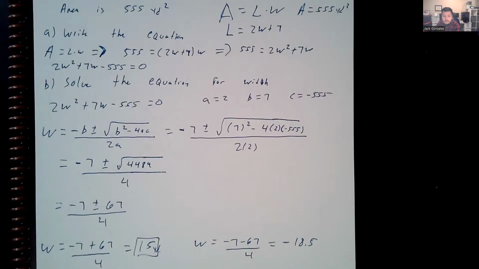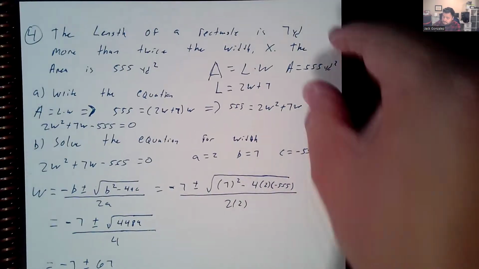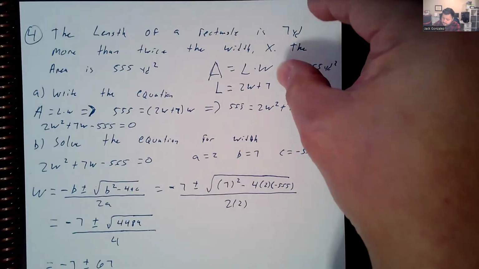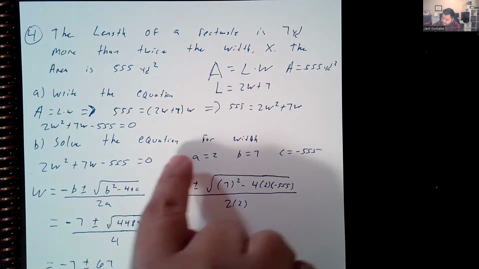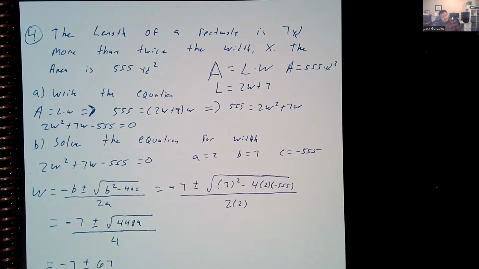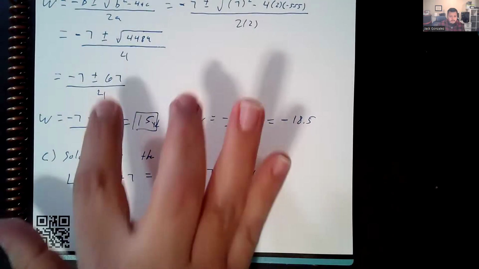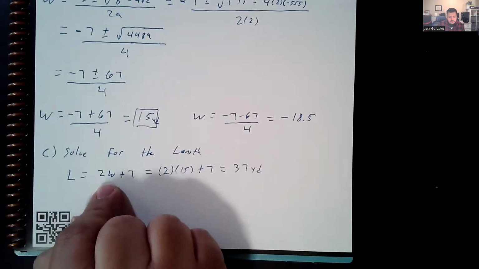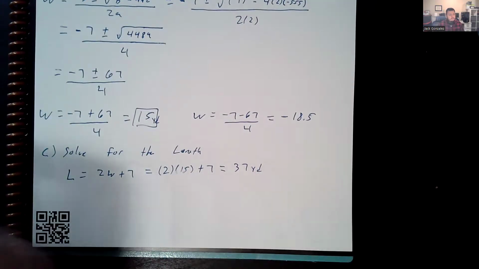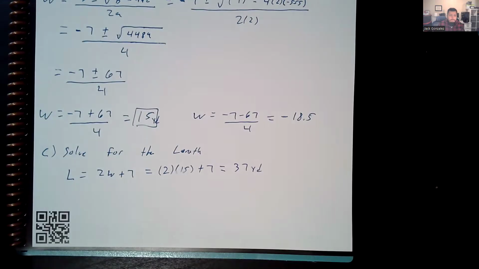So part A is to use the information to create your formula, just like number one. You also solve for the width, because you have to get it all in terms of one variable, which is what we did. Once you do that, you can use the quadratic formula to find your width. Once you have the width, plug that into the length and you'll get the length. Now number 5 is pretty much the same thing, so let's move on.